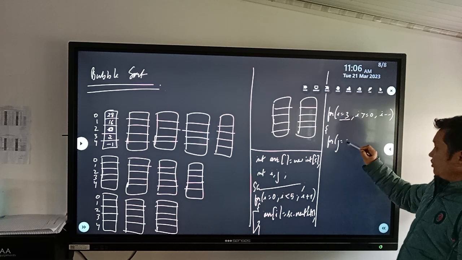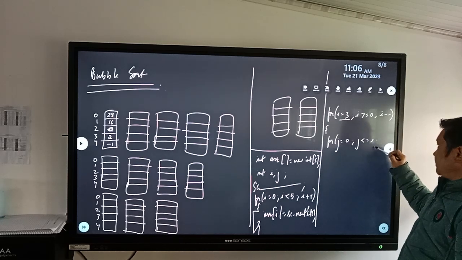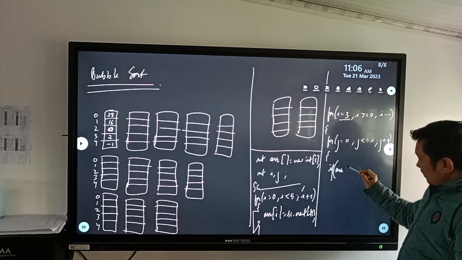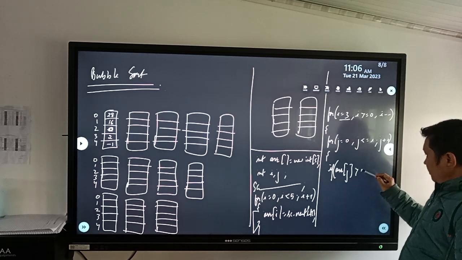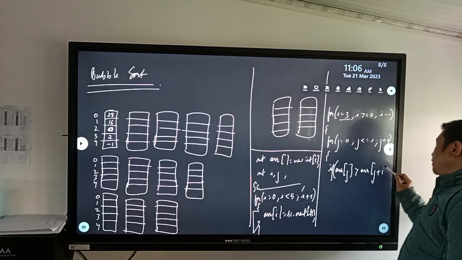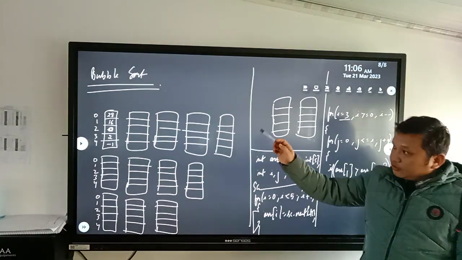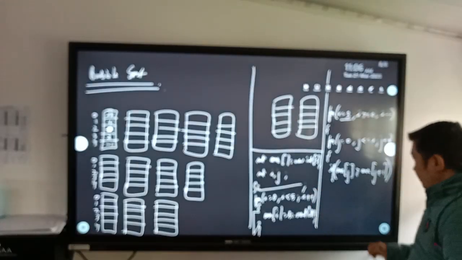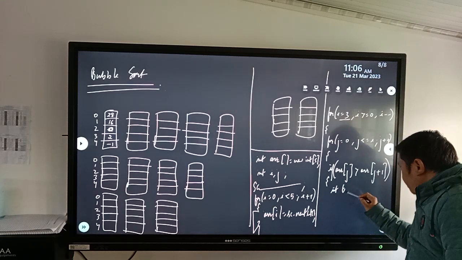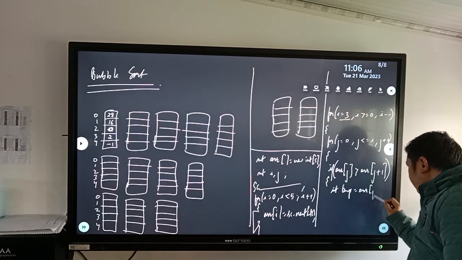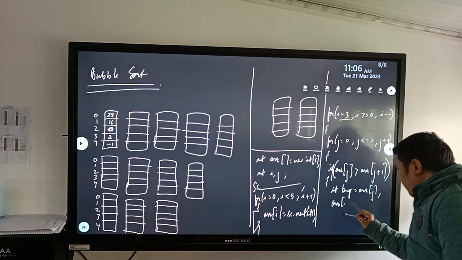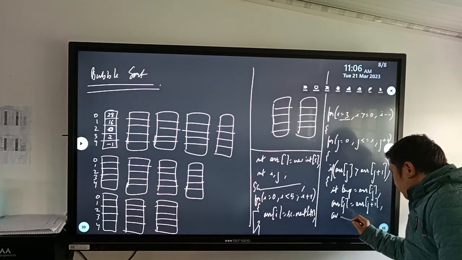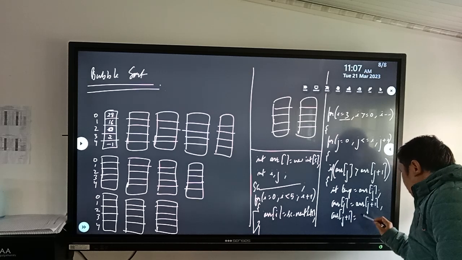For j equals 0, j less than or equal to i, j plus plus. After that, if arr[j] greater than arr[j+1], as I have already told you, comparison will be done 0 with 1, 1 with 2, 2 with 3. So, int m equals arr[j], arr[j] equals arr[j+1], and arr[j+1] equals m.